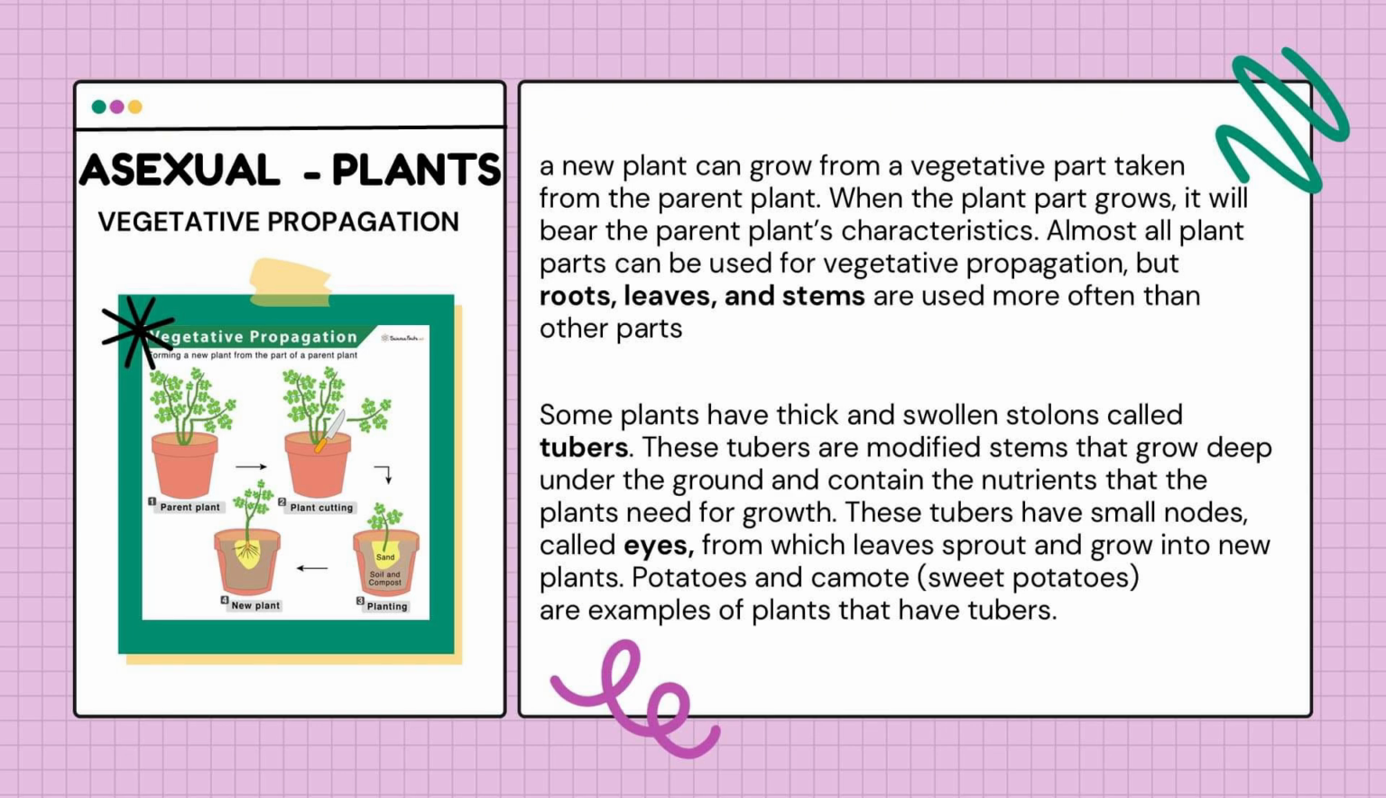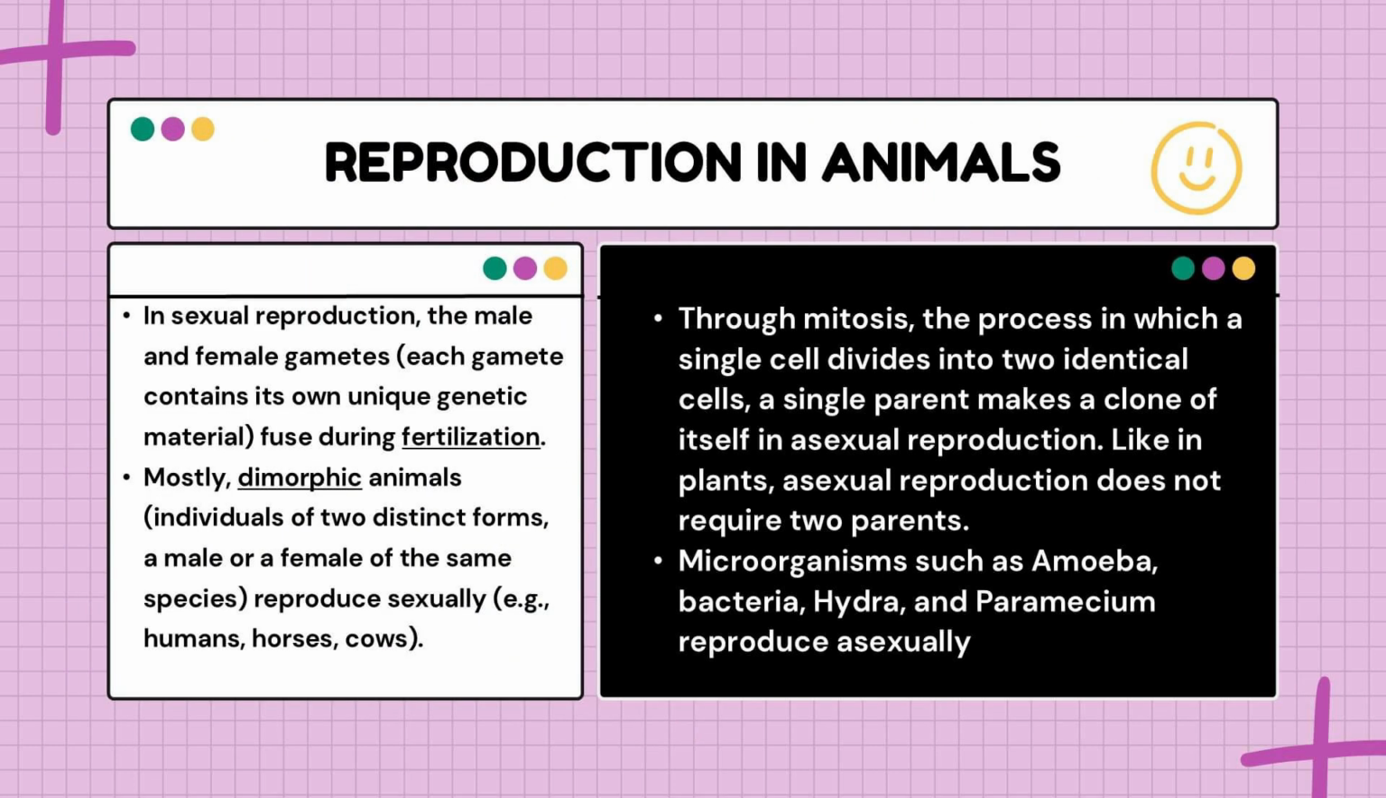Okay po. So, that is the sexual and the asexual reproduction in plants. Now, let's move on to the reproduction in the animals. So, just like plants, the animals also undergo sexual and asexual reproduction. So, animals in sexual reproduction, the male and the female gametes fuse during fertilization. The sperm cell and the egg cell fuse during fertilization.